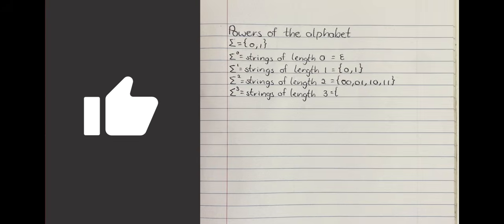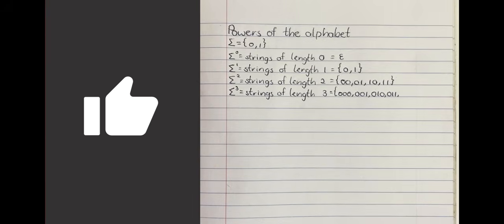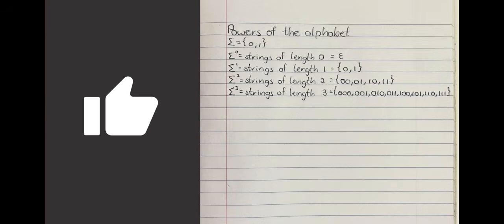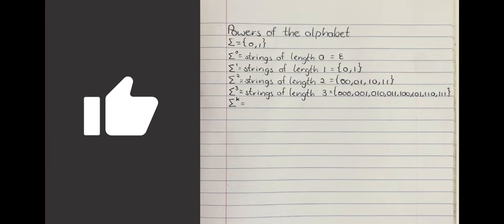And for strings of length 3, we have 000, 001, 010, 011, 100, 101, 110, and 111. They are all of length 3. So we can observe that once the length of the alphabet increases by 1, the cardinality grows exponentially.